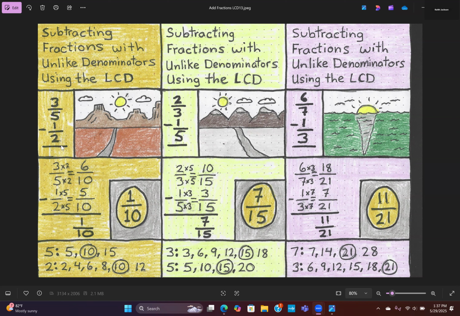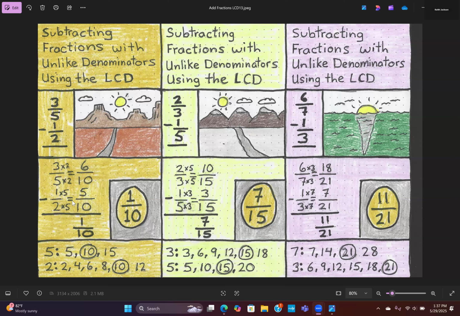And notice that the denominators are different. We have a denominator of 5 here in this fraction and a denominator of 2 in this fraction. And so we're going to find the least common denominator between 2 and 5. And so let's count by fives, 5, 10, 15. And we can stop right there because, see, we can also count by twos, 2, 4, 6, 8, 10. And guess what? We found our least common denominator right here, which is 10.